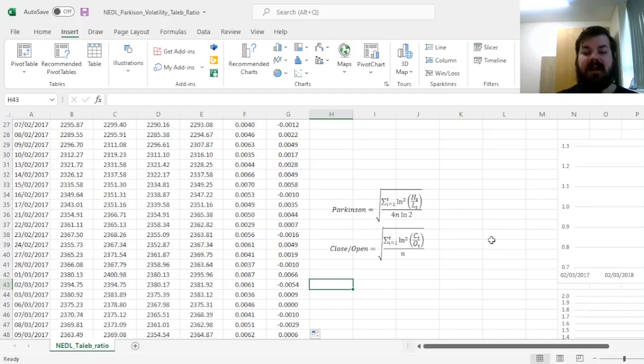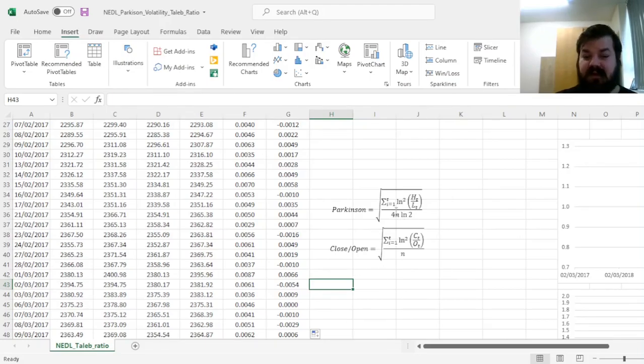And here we can discuss how to calculate our Parkinson and close to open volatility estimators and the theoretical relationship between the two. Obviously, high divided by low is necessarily, in terms of the absolute value, higher than close divided by open, as the market can open higher than its low. Most commonly it does. And the market can close quite lower than its daily high, and most often it does.